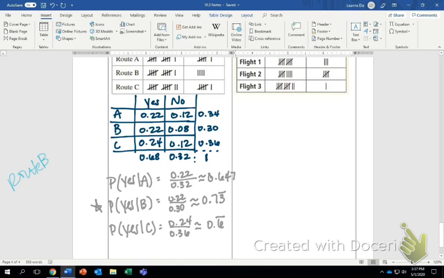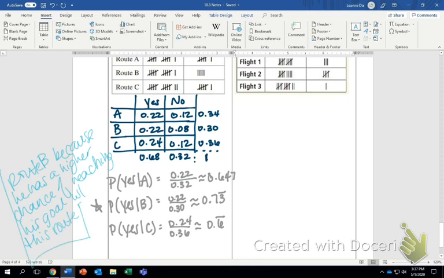Route B. And why is that? Because he has a higher chance of reaching his goal with this route. And this is our final answer. And really, we don't have to put the reason. I'm just adding that piece for you guys so that you understand why I picked route B. Technically, you only have to write what route it is, just so you know.